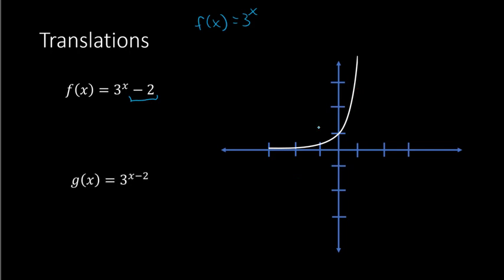Now if you had 3 to the x minus 2 power, so the minus 2 is up here with the exponent, this minus 2 affects the horizontal shift. It's going to shift it horizontally. This one is a little counterintuitive. It's a minus 2, but it's actually going to shift it in the positive direction 2. So it's shifting it 2 to the right in this case. And if it was a plus 2 up there with the exponent, it would shift it in the negative direction 2, so that would translate it over to the left 2.